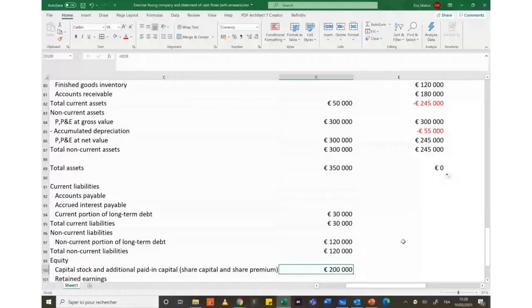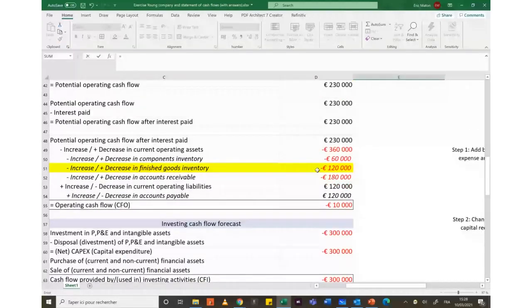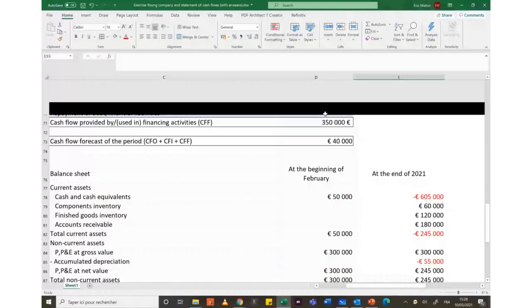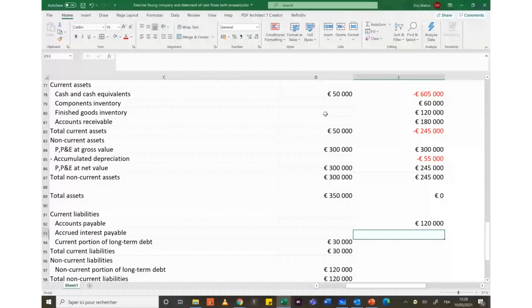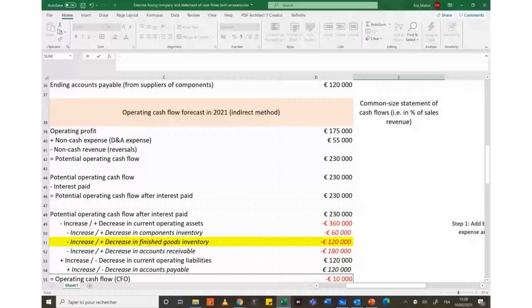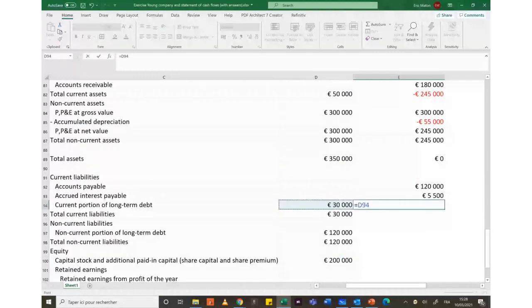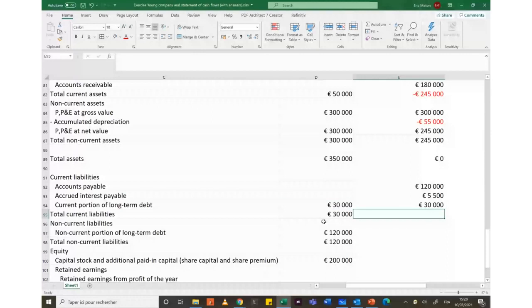In the accounts payable, I have now here the 120,000. In the accrued interest payable, I have the interest not paid, so all the interest expense. In the current portion, I continue to expect to pay 30,000. I add all this. I continue with the same non-current portion because for the moment I pay nothing. So now I have all these values.